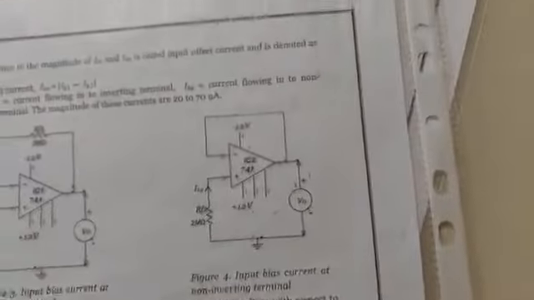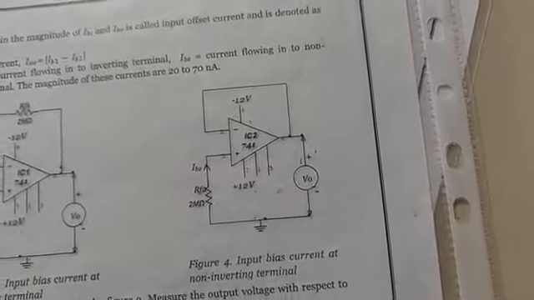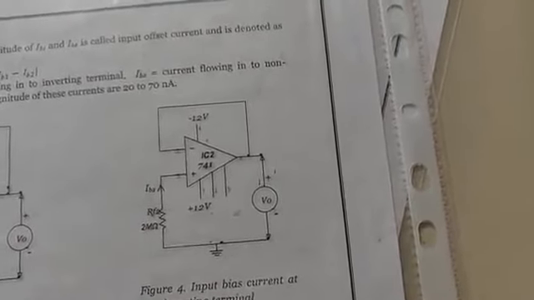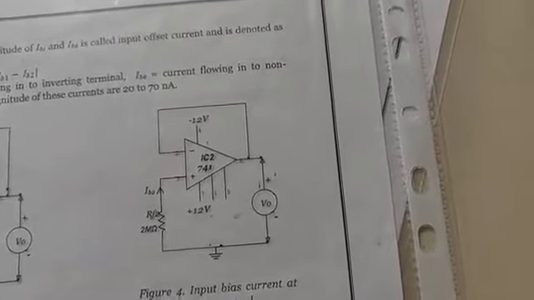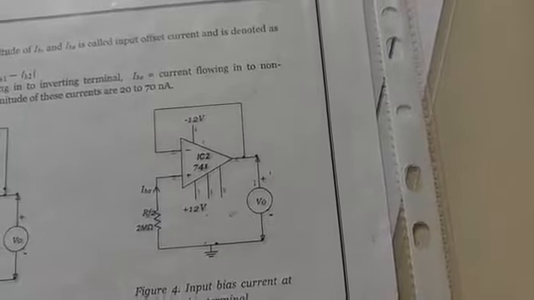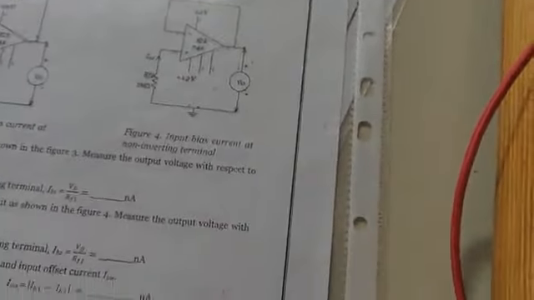Similarly, in a second circuit, we are connecting 2.2 mega ohms at the non-inverting terminal to the ground. Again, we are measuring the output voltage, and that output voltage divided by this 2.2 mega ohms will give you IB2, and we'll take the average value of these two. That is called IB is equal to (IB1 plus IB2) divided by 2. Let us find out here right now.